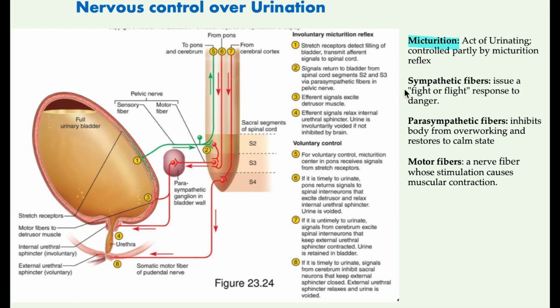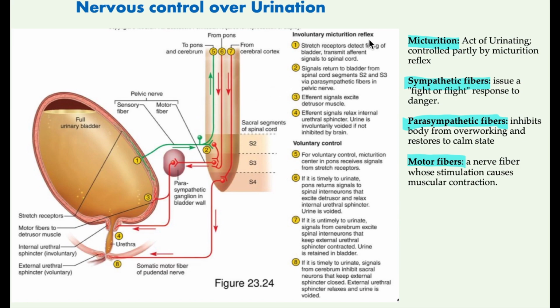The second medical jargon we need to understand is the sympathetic fibers, which issue a fight or flight response to danger. The third is the parasympathetic fibers, which inhibit the body from overworking and restore it to a calm state. And fourth, we have motor fibers, which are nerve fibers whose stimulation causes muscular contraction. We will talk about these once we get into our nervous system unit. So I have a picture on my left to understand the nervous control over urination.